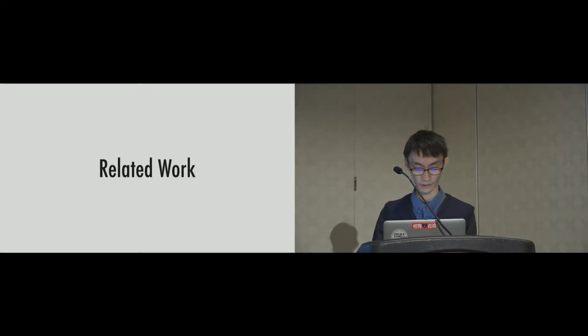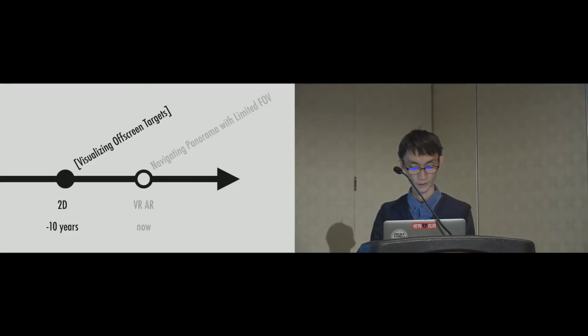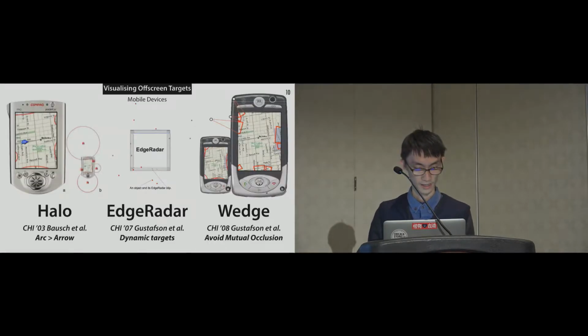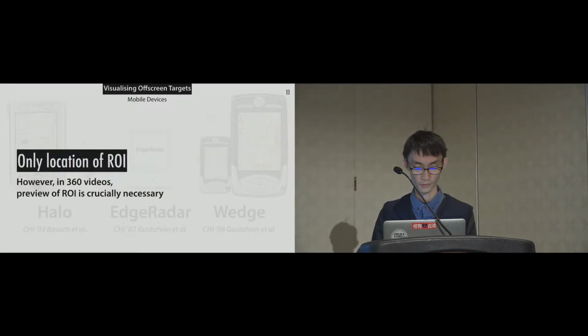Now let's talk about the related work. First, I will introduce the traditional way of visualizing off-screen targets. A decade ago, many works focused on visualizing out-of-sight targets for navigating maps on a mobile device. However, they don't provide the content of the region of interest. For a high-diversity scenario like 360 video, we think providing a preview is essential.